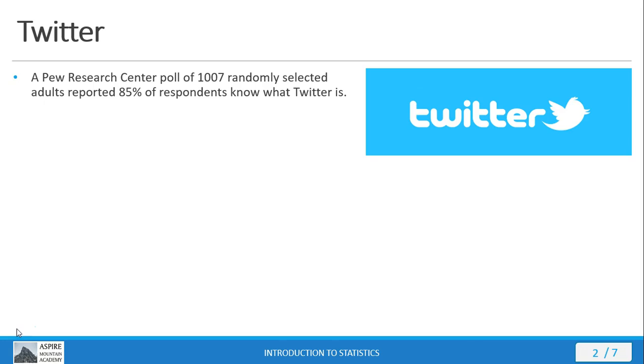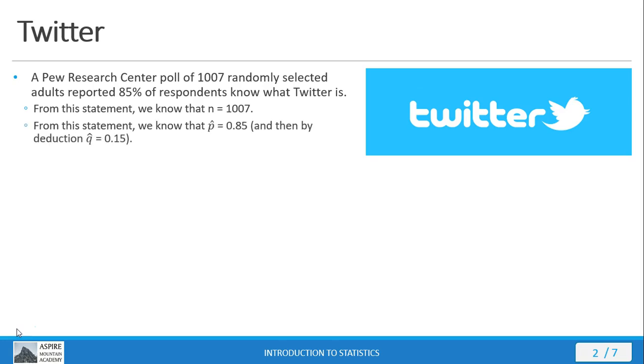A Pew Research Center poll of 1,007 randomly selected adults reports 85% of respondents know what Twitter is. So from this statement alone, we know that our sample size is 1,007. We also know that our sample proportion is 85%. This is the probability of success. And by deduction, the probability of failure must be the complement of that, which in this case would be 15%.